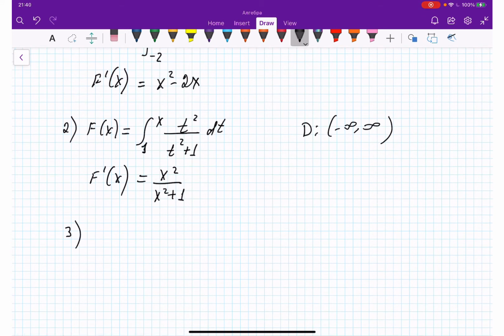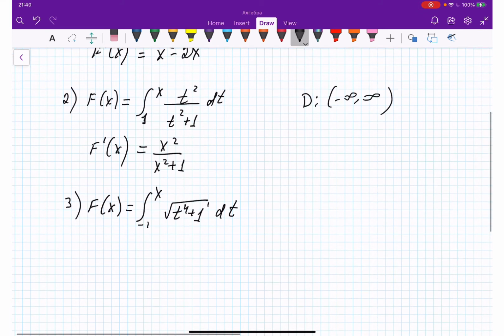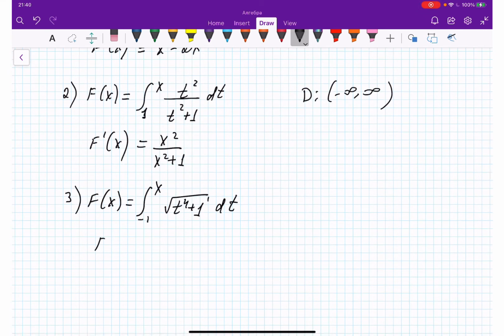Okay. Question number 3. F of x is equal to the integral from -1 to x of square root of t to the 4 plus 1 dt. So from here, f prime of x is equal to square root of x to the 4 plus 1. Yes?